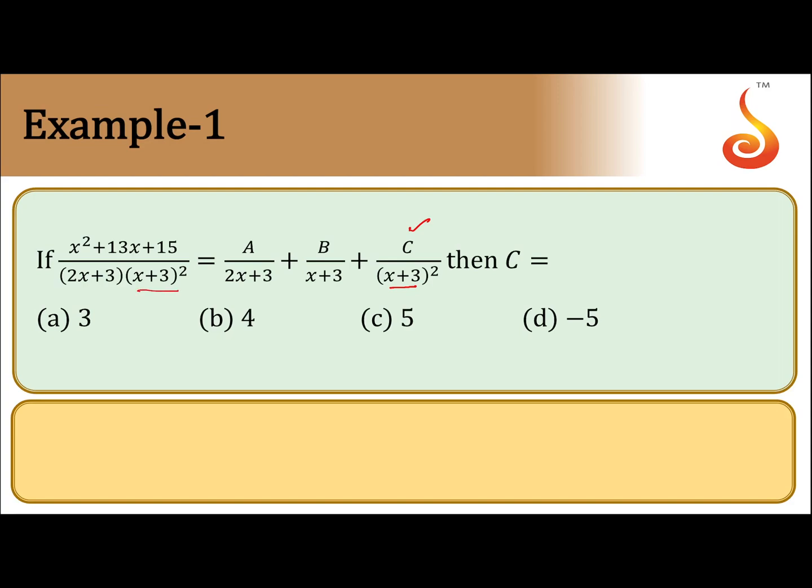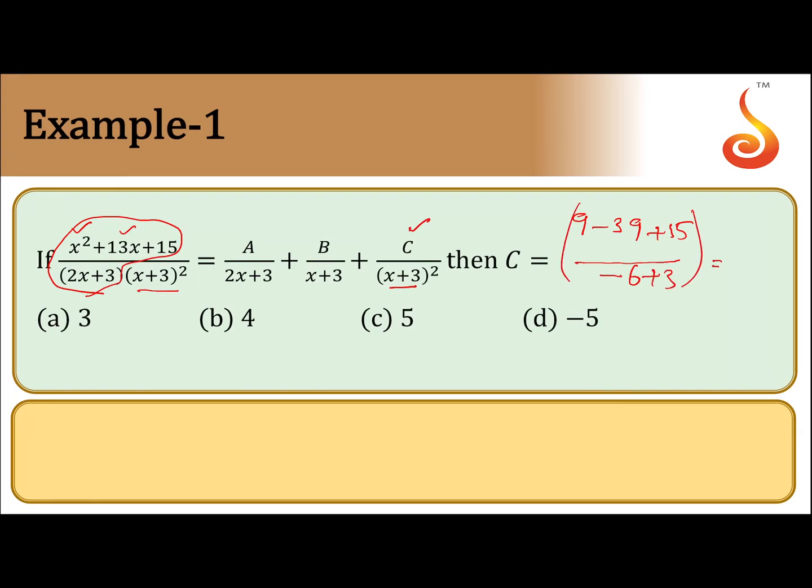Equating it to 0, x is equal to minus 3. That you substitute in the remaining factor. So C is obtained by substituting like this: minus 3 whole square, it is 9, minus 3 into 13, minus 39 plus 15, divided by minus 6 plus 3.